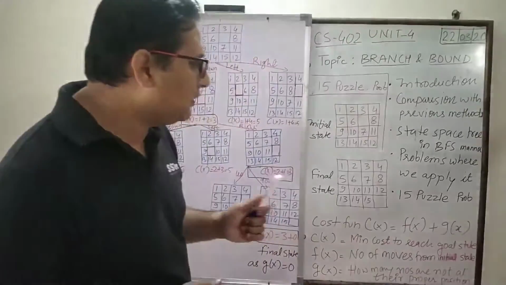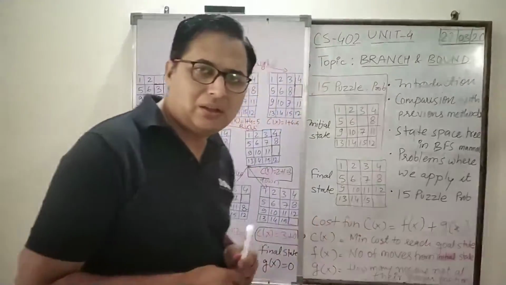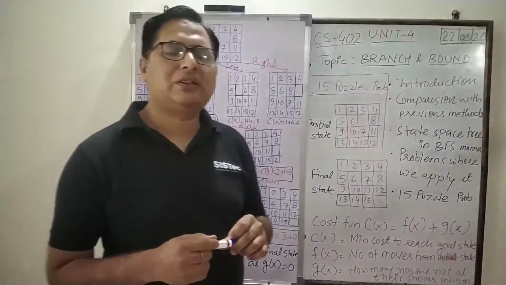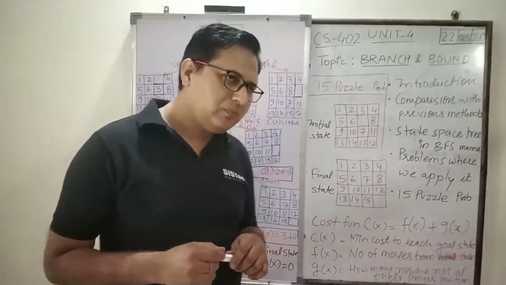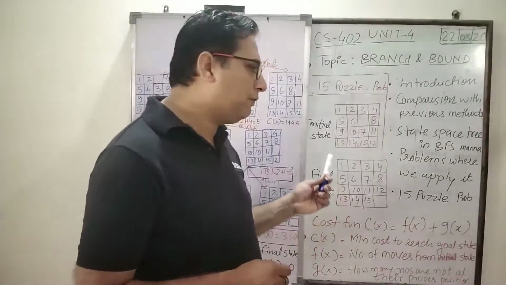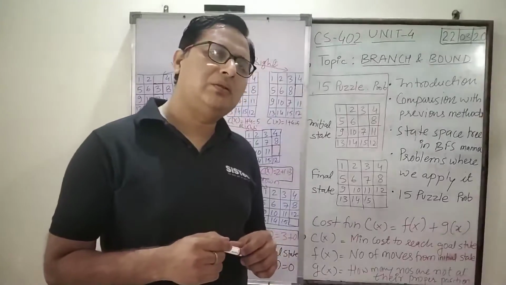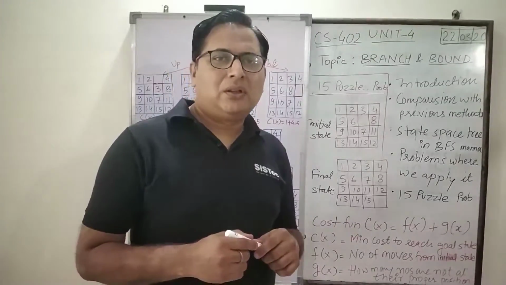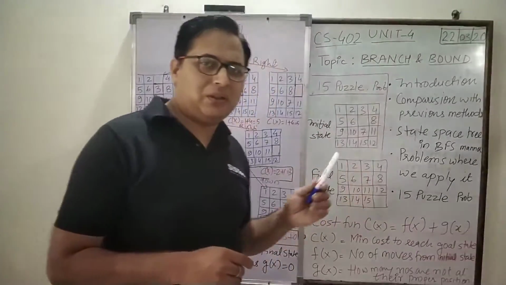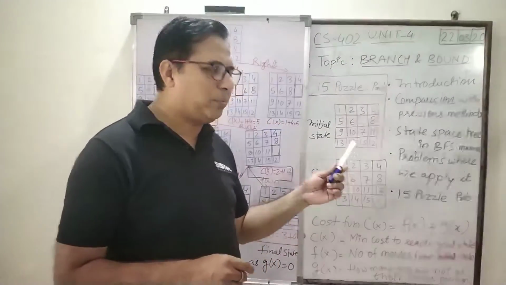So now we will discuss one of the problems based on this branch and bound technique. We will consider the 15 puzzle problem. So first of all, what is the statement? Problem statement: a 4x4 chessboard is given where 15 numbers are placed. The problem is to arrange the numbers in ascending order. So for a given 15 puzzle, we need to arrange all the numbers in their proper positions.